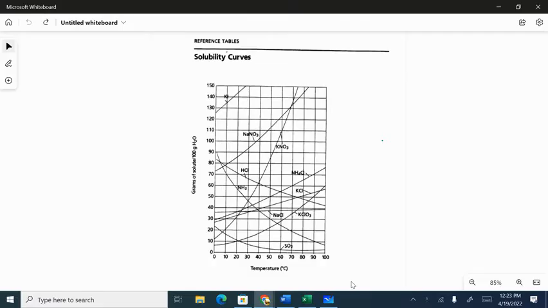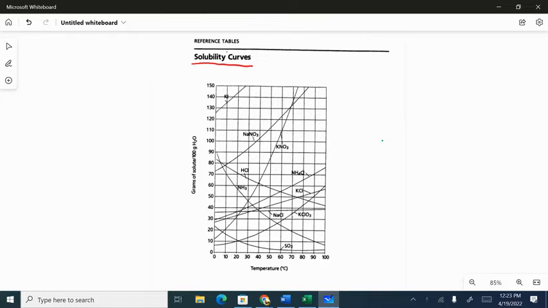Okay, so today we're going to learn how to read a solubility curve, which is a type of graph. Every graph has certain parts that it has to have in order to be a proper graph. First we have to have a title. The title of this graph is solubility curves.